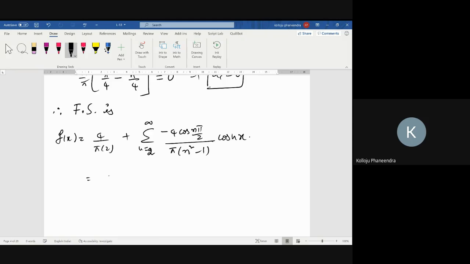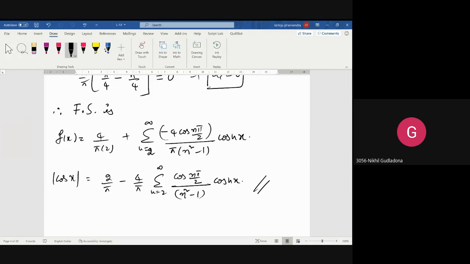That is equal to 2 by pi minus 4 by pi summation n equal to 2 to infinity cos n pi by 2 by n square minus 1 into cos nx. This is the Fourier series of mod cos x. Any doubts?